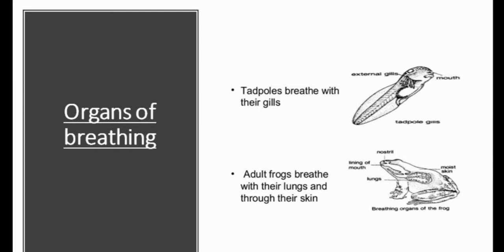Now, a frog is an amphibian. An amphibian is an animal which can live on both land and water. So, a baby frog or a tadpole breathes through its gills, and an adult frog breathes through its lungs on land and through its moist skin in water.